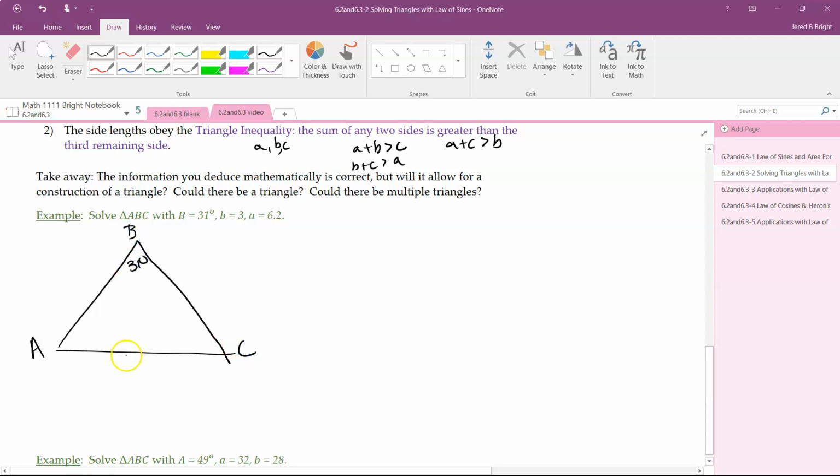So we have 31 degrees, we have 3, we have 6.2, and so I need to figure out what C is, and I need to figure out these other angles. Okay. So let's go ahead and press on.